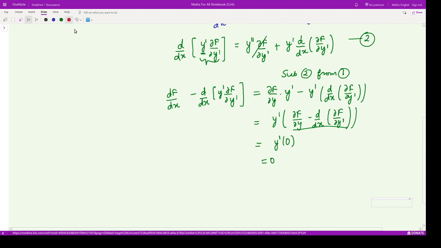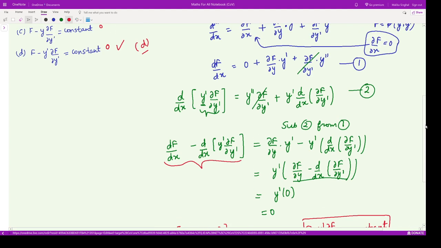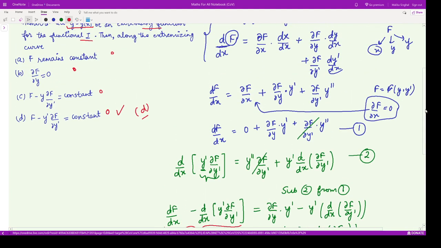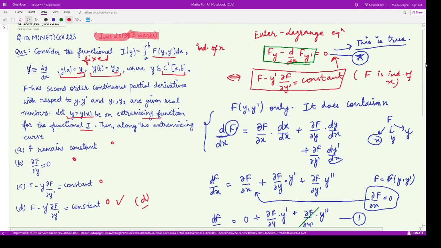So ultimately what I have here is, from the left hand side I can take the derivative operator common. So I have f minus y dash del f by del y dash is equal to 0. So this gives me f minus y dash del f by del y dash is equal to constant, which is the form that we required. So obviously D is the correct option, you know that.